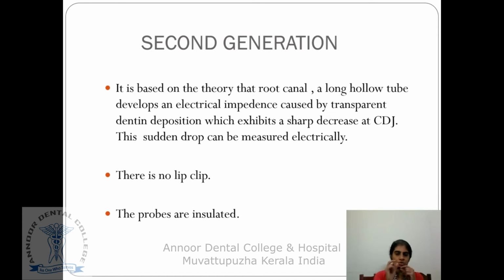When you look properly, the dentine thickness is not uniform. It is thicker at the coronal portion, and as you reach the cemento-dentinal junction at the apex, it is thinner. So there is an electrical impedance as you insert the file into the canal, and there is a sharp decrease in this impedance at the cemento-dentinal junction. This sudden drop in the electrical impedance is measured electrically. There is no lip clip in the second generation and the probes are insulated.